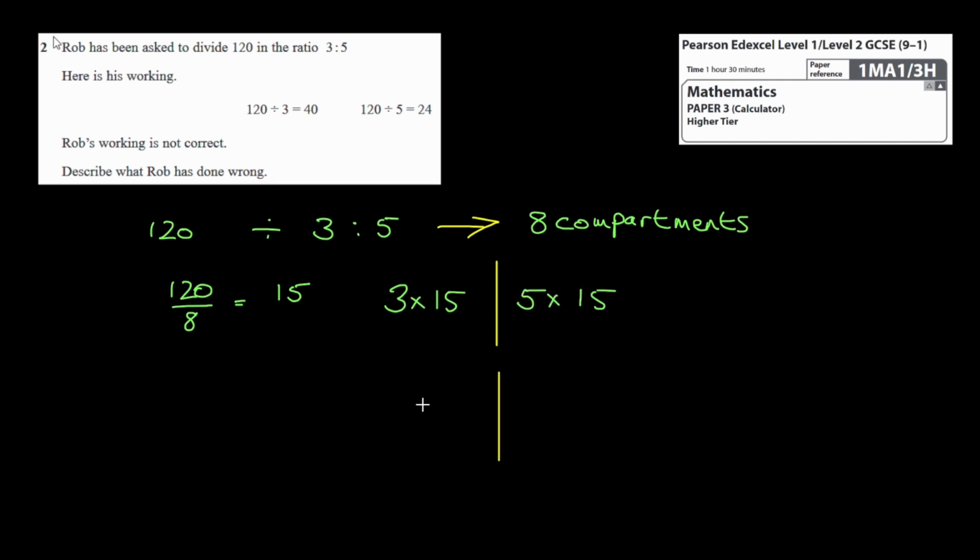3 times 15 is 45. And 5 times 15 is 75. And that's your answer. Oh yes, one quick word. This is only worth 1 mark, and all the question was asking is to describe what Rob has done wrong. Well, what he should have done is divided the 120 by 8 and worked on from there.